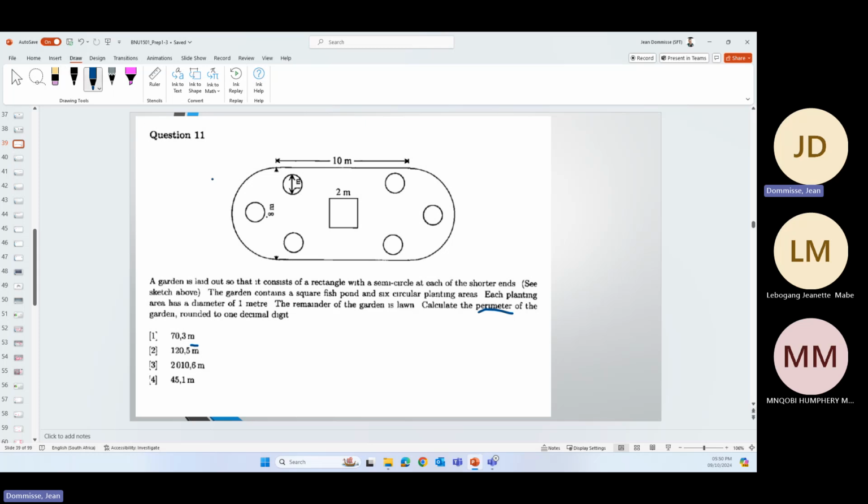Okay, so for the first one, we don't need to worry about the rest. We want to know that is the 2 lengths of the rectangle.